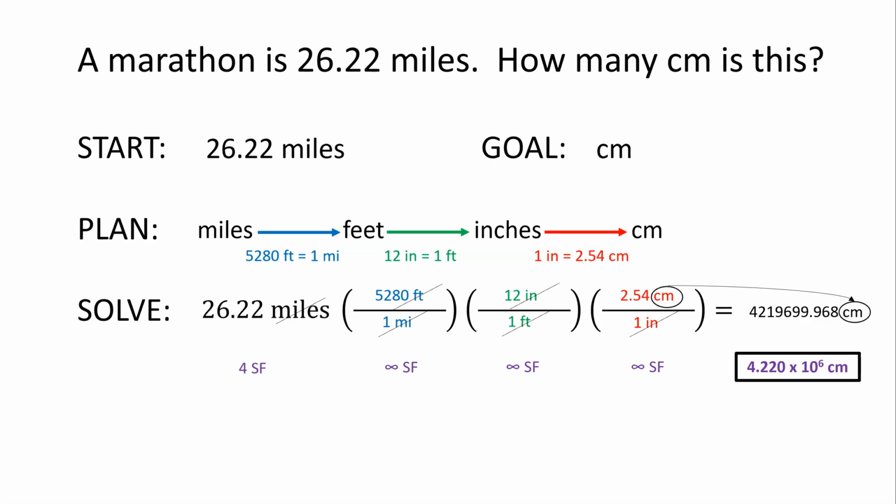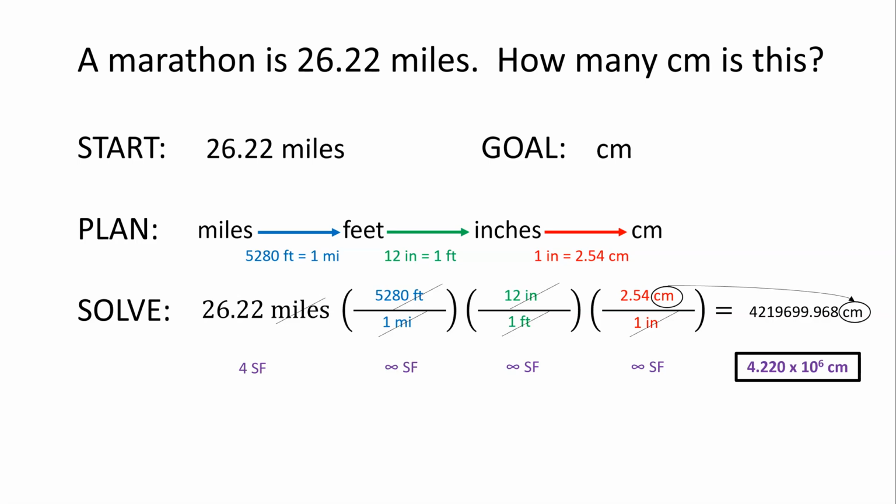So I can choose to write that in scientific notation or choose to write it in decimal form. But either way, it's 4.220 times 10 to the 6th centimeters. It's just a little less of a mouthful here. In order to show that that 0 is significant, it's a little easier to show it in scientific notation. And that's one way that this problem could be solved.